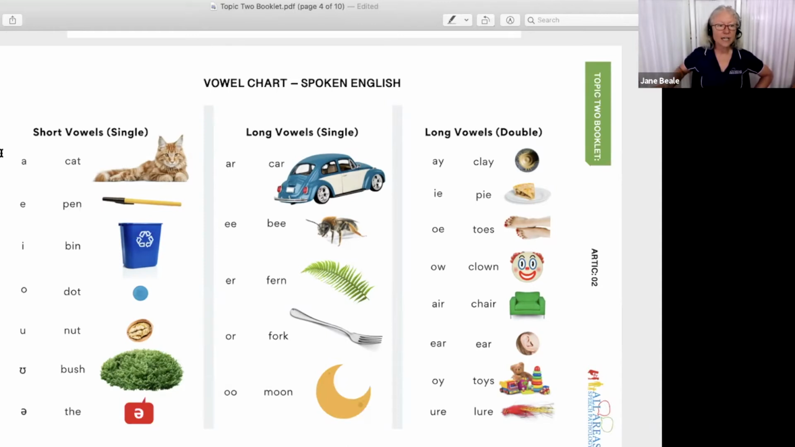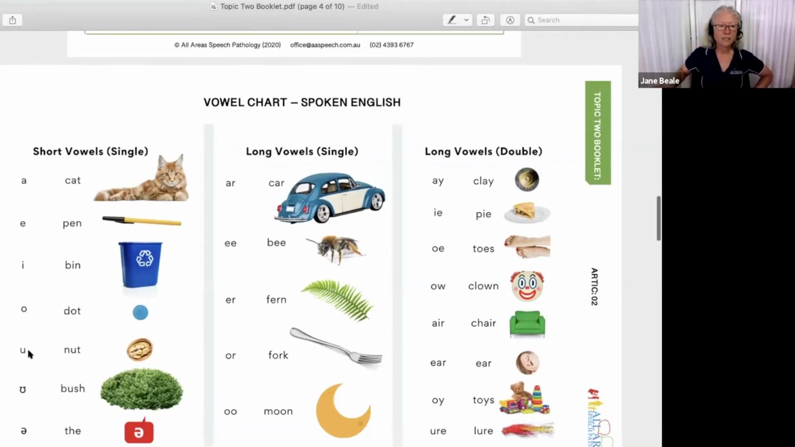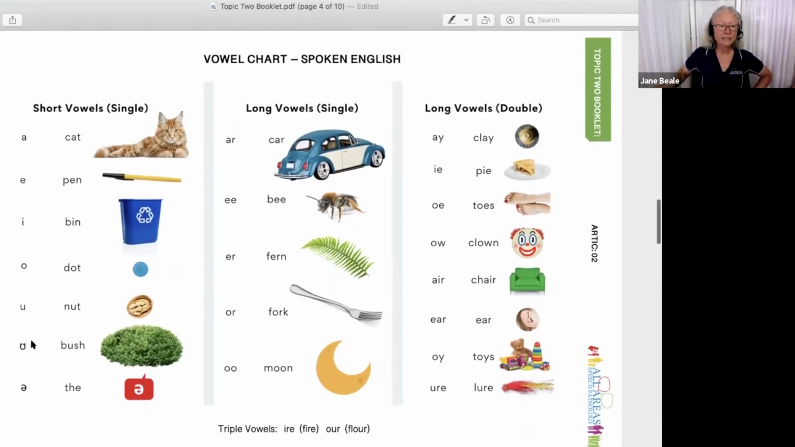So the short vowels we've got coming down the side: a, e, i, o, u. This is a new one we're gonna learn, and there's the schwa. Now the schwa looks like a little line, a teardrop, and a little line. So let's just try and write that on your piece of paper. I'll stop this share and I'll bring up the whiteboard and we'll all have a go.